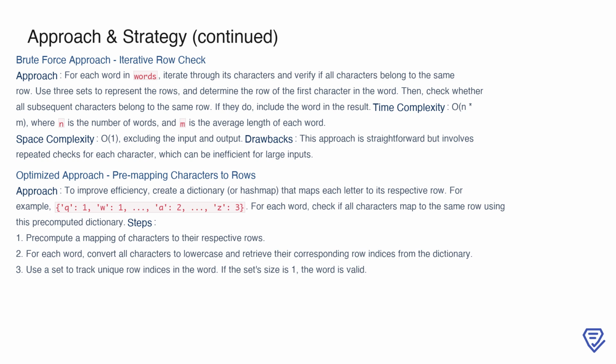To address this inefficiency, we can use an optimized approach. By pre-computing a dictionary that maps each character to its corresponding row, we can streamline the process. For instance, we assign letters like Q and W to row 1, A and S to row 2, and so on. Then, for each word, we use this dictionary to quickly determine the row of each letter and verify if all letters map to the same row. This approach reduces redundant checks and improves performance.